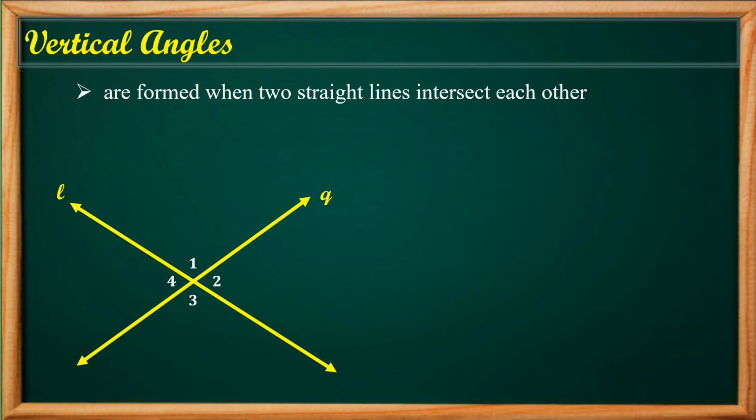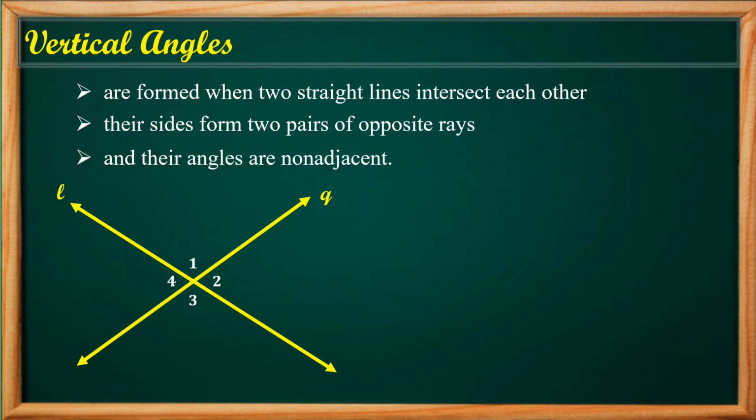If we intersect, that's two straight lines. Next, their sides form two pairs of opposite rays. Again, opposite rays. Ibig sabihin, yung isa, papuntang ibang direction. Example, pa-right yung isa, ang isa naman pa-left, or ang isa is going up, going down. Example, on this part, opposite rays. And their angles are non-adjacent.